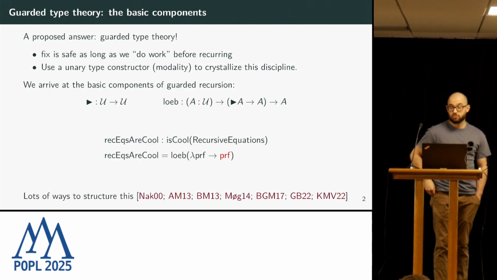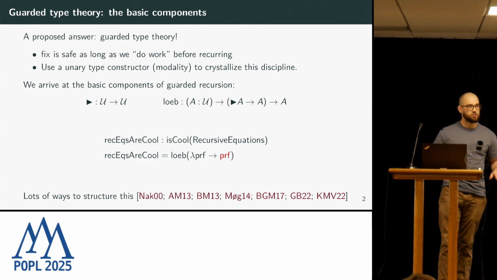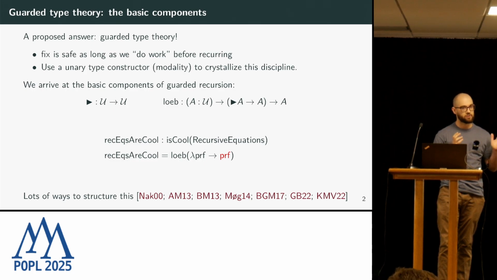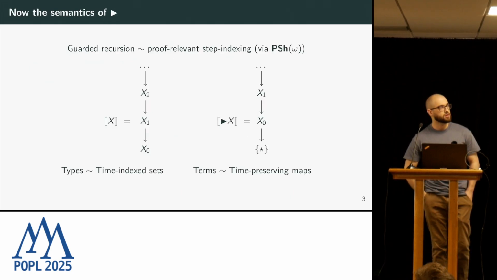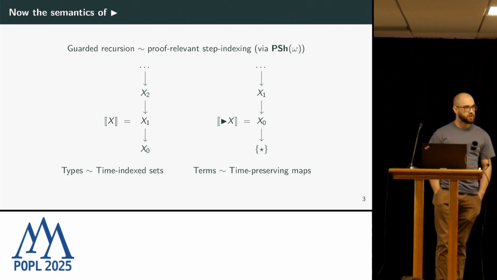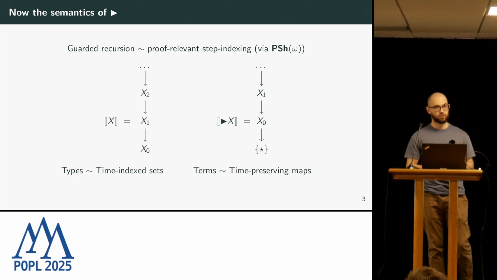And there's quite a lot of prior work on guarded recursion, focusing on different ways to slice and dice the integration of later and Loeb induction into dependent type theory. So before proceeding to what we're doing, I wanted to give 30 seconds of introduction to what guarded recursion is supposed to be doing. So the intended model of guarded recursion is something like proof-relevant step indexing.